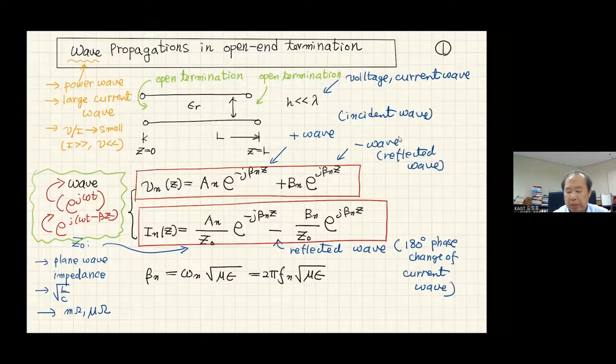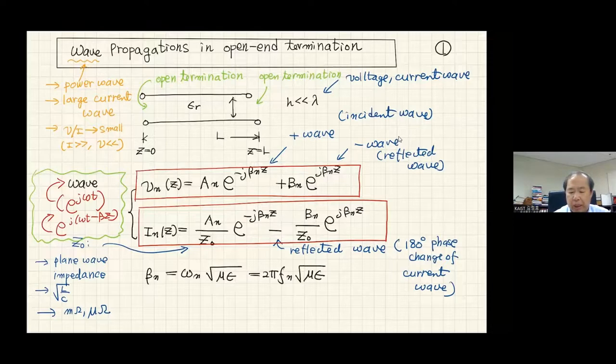We're going to derive some equations. Many equations will be shown in these slides, so I feel very sorry for that. But in order to discuss the wave behavior of your power waves, we need to derive some equations. I feel very sorry for you.